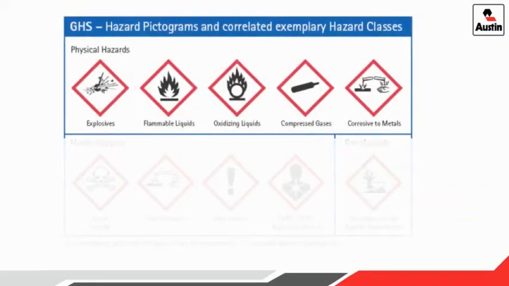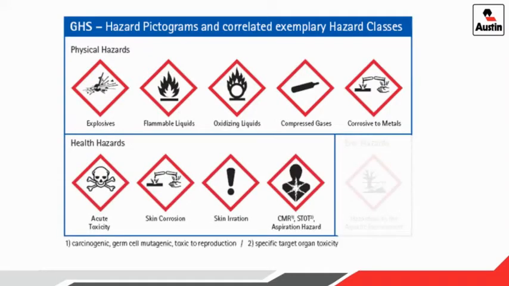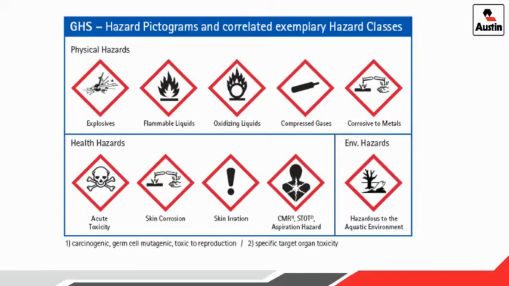Pictograms for physical hazards include explosives, flammable liquids, oxidizing liquids, compressed gases, and corrosive metals. Pictograms for health hazards include acute toxicity, skin corrosion, skin irritation, and CMR, STOT, aspiration hazard. And finally, the pictogram for environmental hazards is hazardous to aquatic environment.